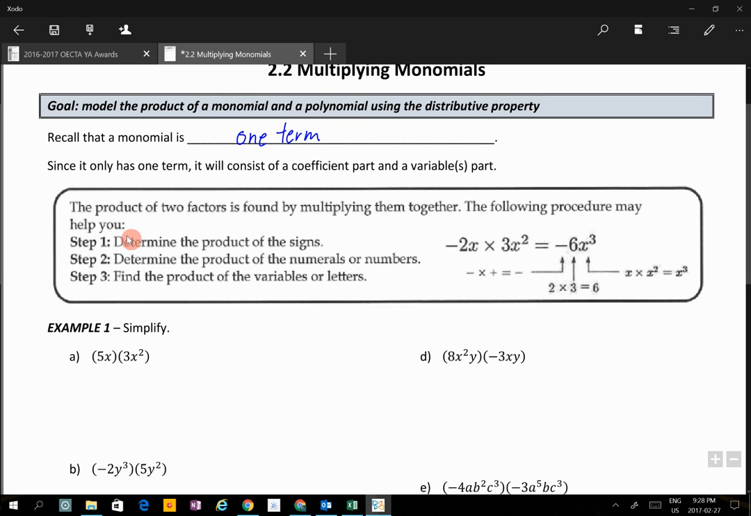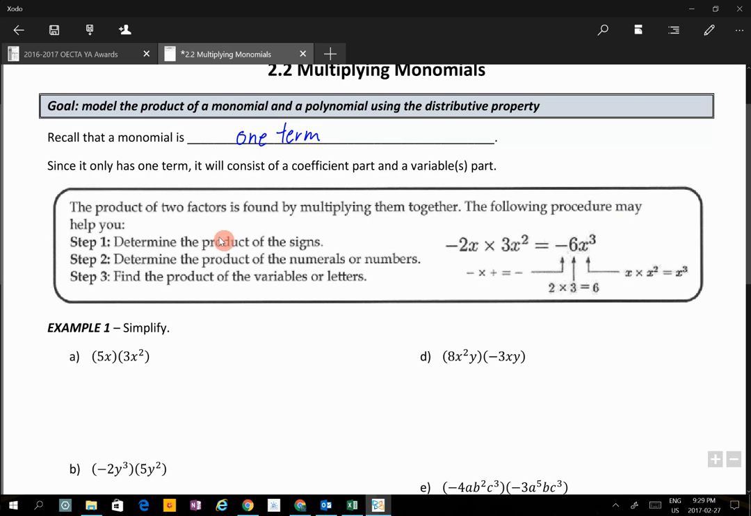So step one, determine the product of the signs. Okay. Step two, determine the product of the numerals or numbers. So these would be the coefficients. And step three, find the product of the variables or letters. Okay. So an example here, negative 2x times 3x squared.